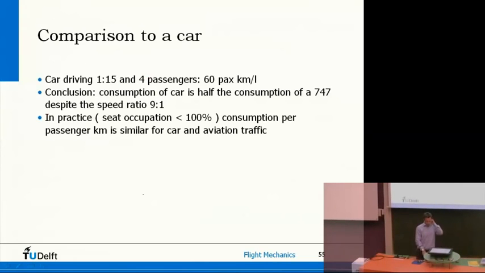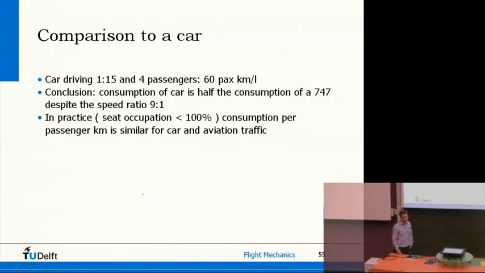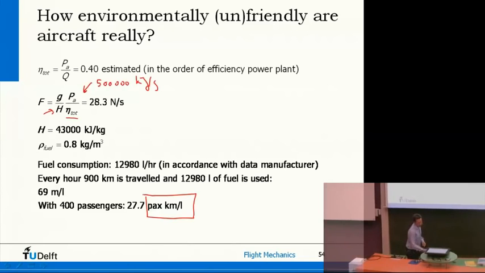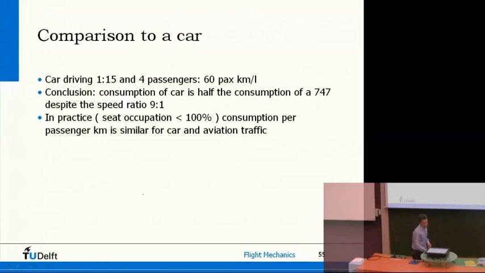So let's just compare that to a car. Now, if you have a normal car and it drives about 1 in 15, then you have 4 passengers on board, then you can take 60 passengers over 1 kilometer with 1 liter of fuel. So if you compare that to the aircraft, which is almost 30 passengers per kilometer per liter, then the car is actually twice as good.